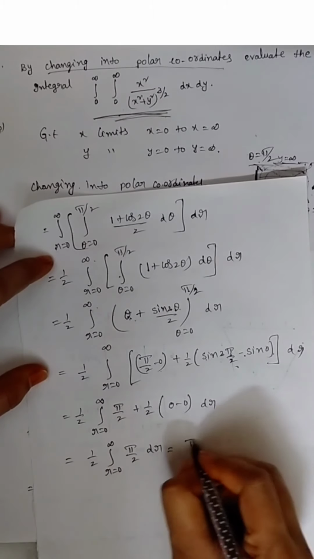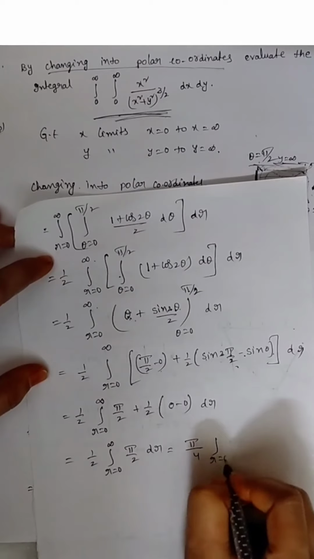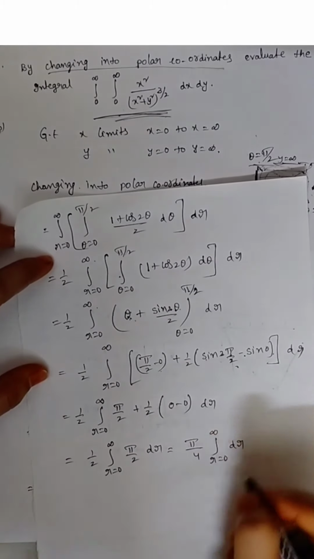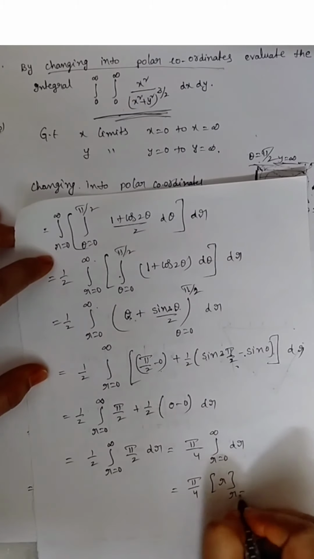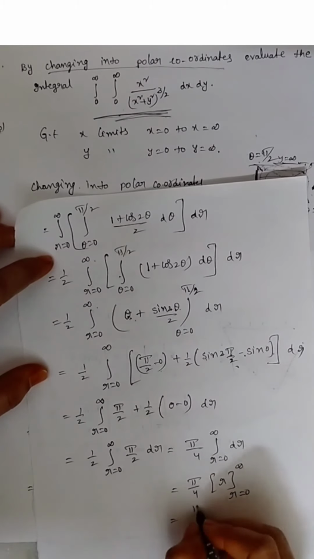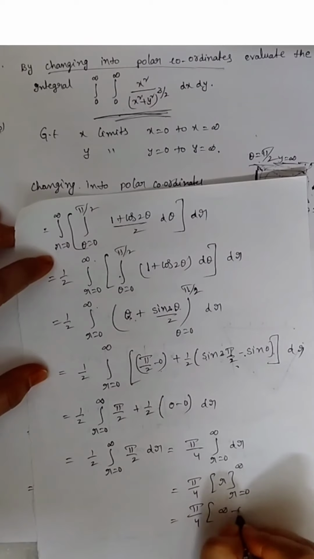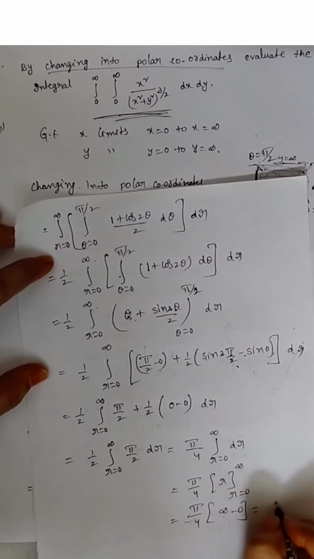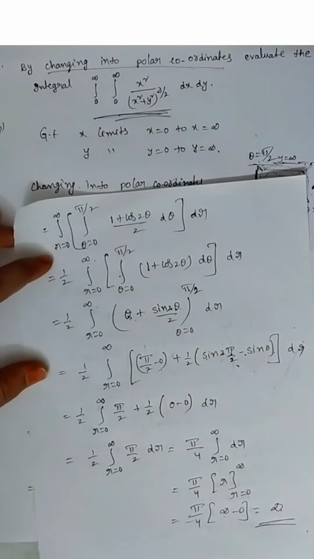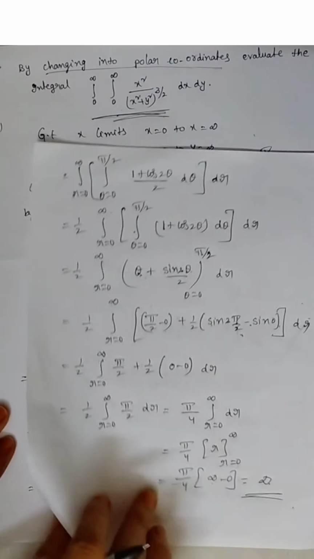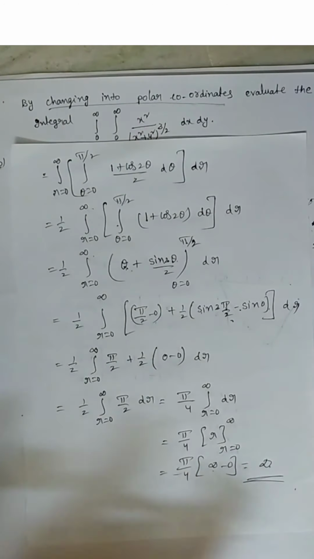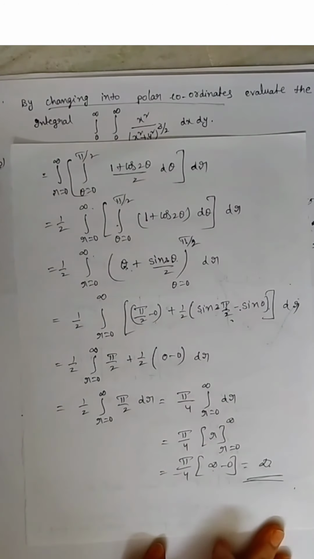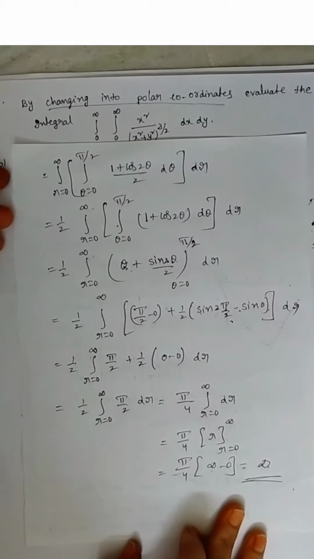Taking pi by 2 outside, pi by 4, integral r equals 0 to infinity dr. Integral dr means r. Limits r equals 0 to infinity. Pi by 4 into (infinity minus 0). So infinity into something equals infinity. This is the answer. So this is how we have to solve the infinite-limit problems. These two problems are type 2 problems: if the limits are infinite, by changing into polar coordinates we have to solve with this procedure.